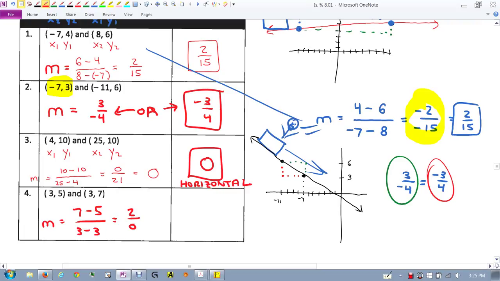Two over 0, right? You getting 2 over 0? What's 2 divided by 0? Undefined. Why? That's what you've been told, right? Can't divide by 0. Why? Because you've been told that, right?